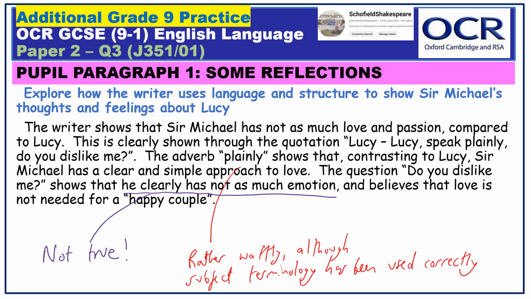The misunderstandings persist, understandably perhaps, through the paragraph. When Sir Michael asks Lucy whether she dislikes him, it is not that he hasn't as much emotion, rather that he is instinctively and desperately trying to persuade Lucy still to marry him, even though his romantic ideals have now gone.